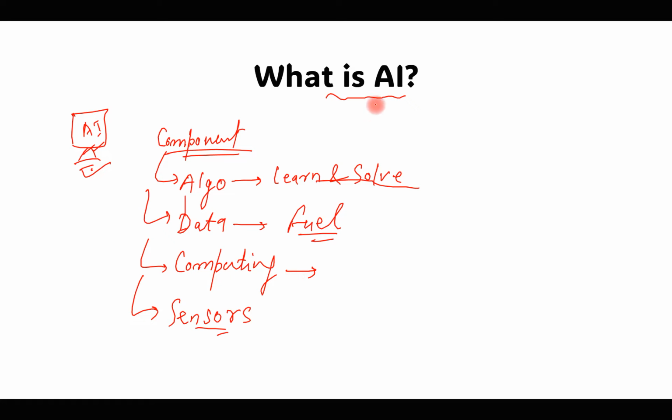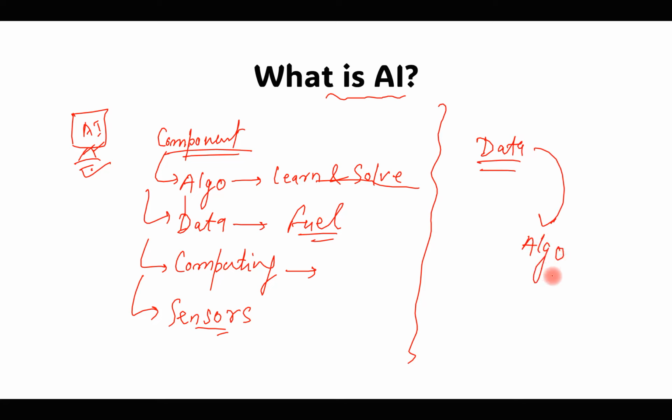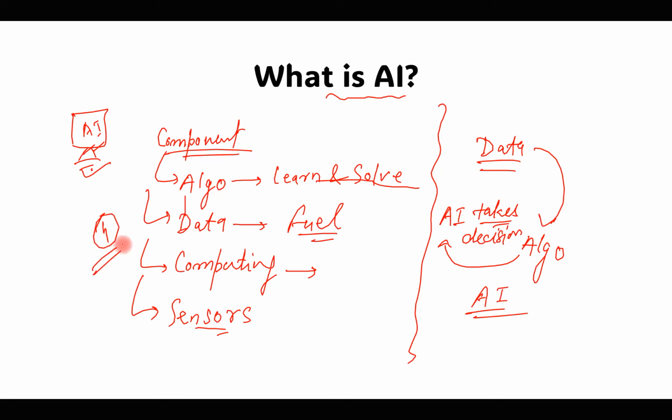If we put all these things together, data is collected, then the algorithm processes the data, and the AI makes the decision. So how does it work? First, the data is collected. Based on this data, the algorithm processes it. Then, based on that, the AI system takes the decision. This is how we can define all together what exactly AI is. These are the four key components that make up an AI system, and this is how we put it all together.